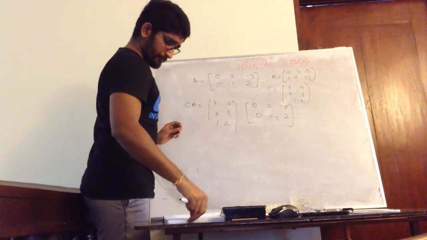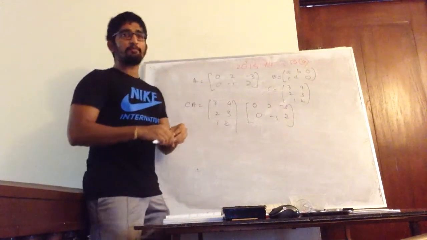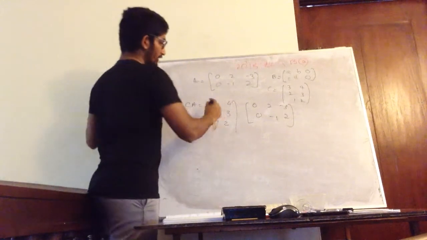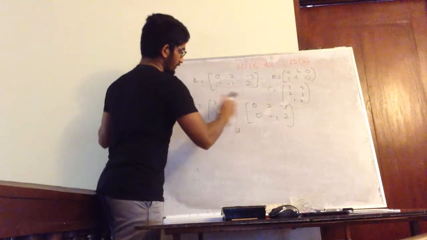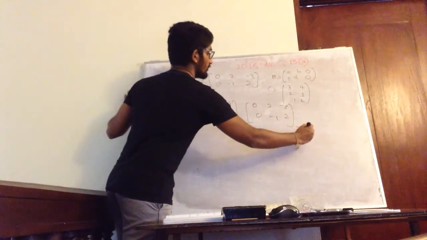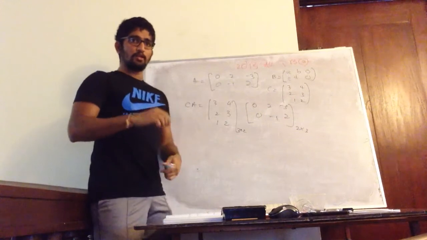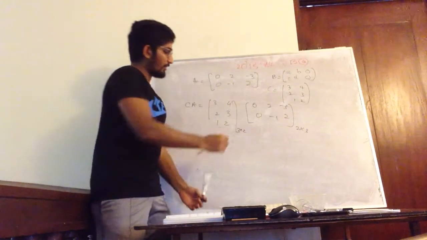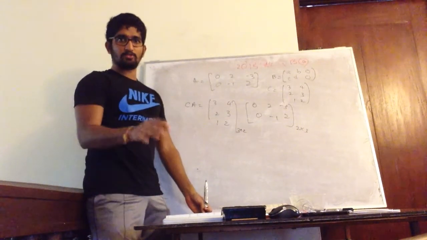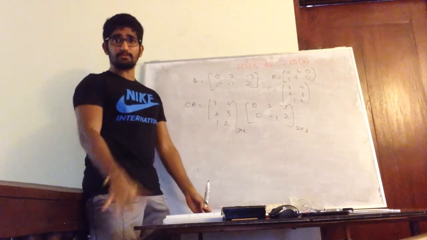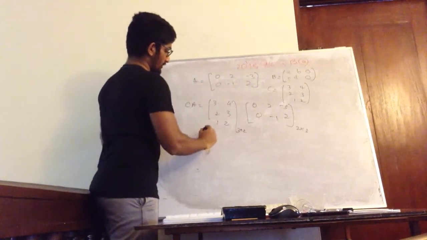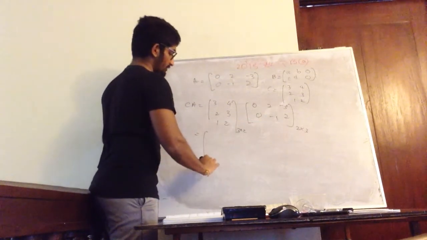Right, so now I'm just going to remind you of a very basic thing. This is 3 rows into 2 columns, 3 into 2. This is going to be 2 into 3. So the answer should be what? The answer should be 3 into 3. Remember? Those are basic things that you all should remember. It's really irrelevant here, but I'm just reminding you all.